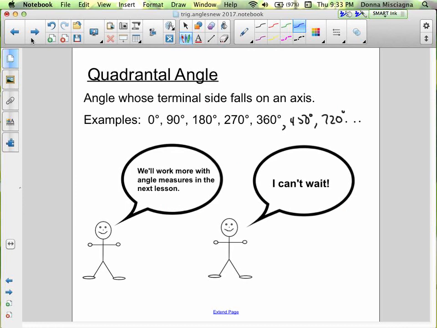So quadrantal angles, that's a mouthful. That's a nice tongue twister. A quadrantal angle is an angle whose terminal side falls on an axis. So for example, 0, 90, 180, 270, 360. You can just keep going around the circle. 450, 540, 720. Just keep going around the circle. We'll work more with angle measures in the next lesson.